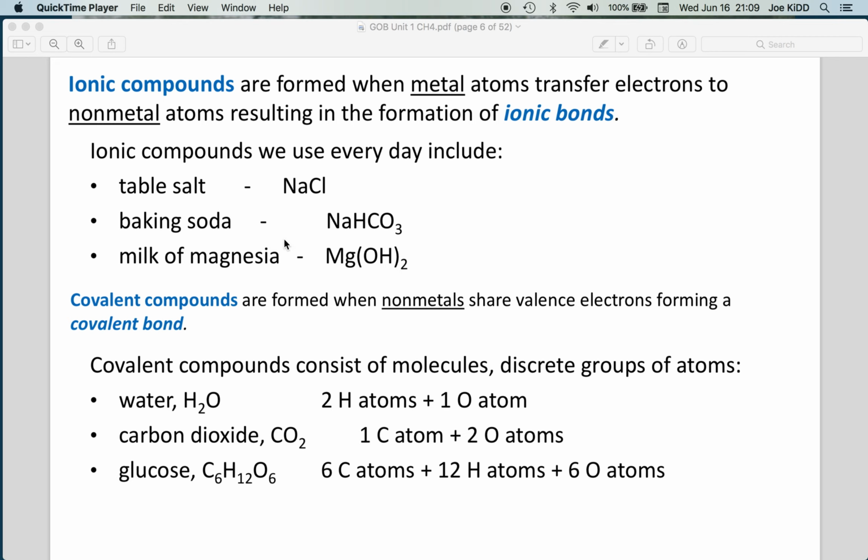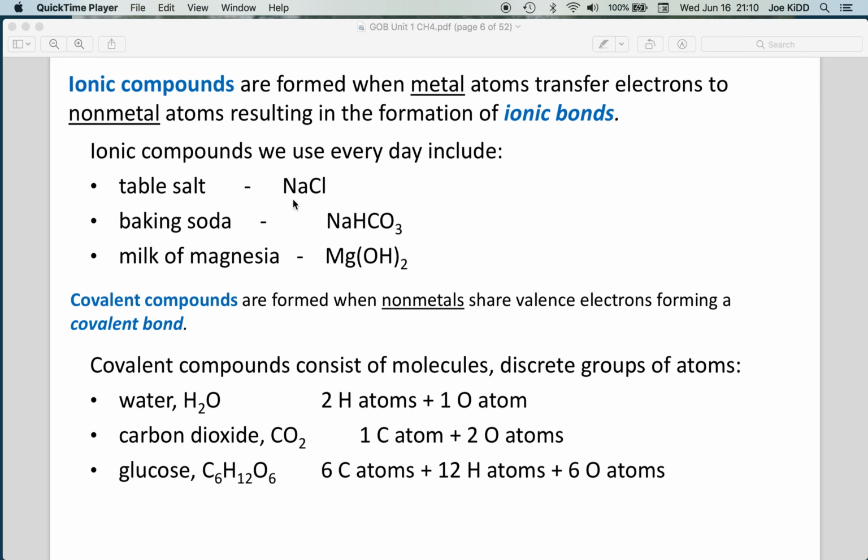Table salt is an ionic compound, and how many valence shell electrons would sodium have? Go ahead, look on your periodic table. Go, right now. It should be out in front of you. How many valence shell electrons does sodium have? It has 1, because it has only 1 electron in its outermost s orbital. Look on your periodic table. How many valence shell electrons does chlorine have? Count them. 2 in the s. How many in the p? 5, for a total of 7.